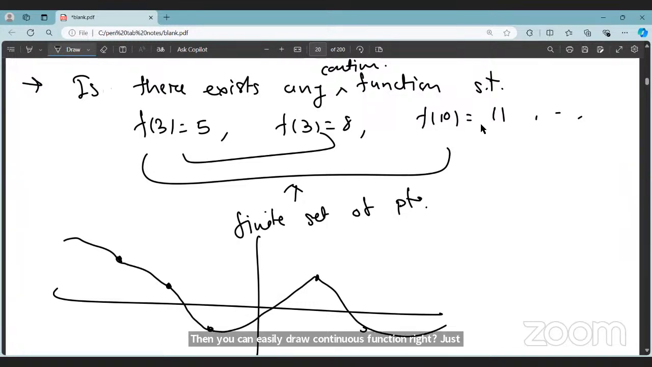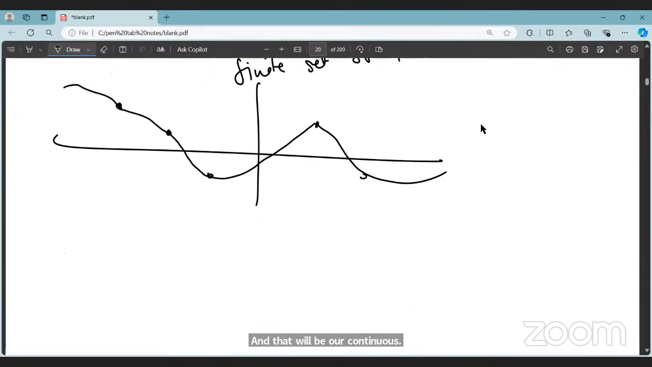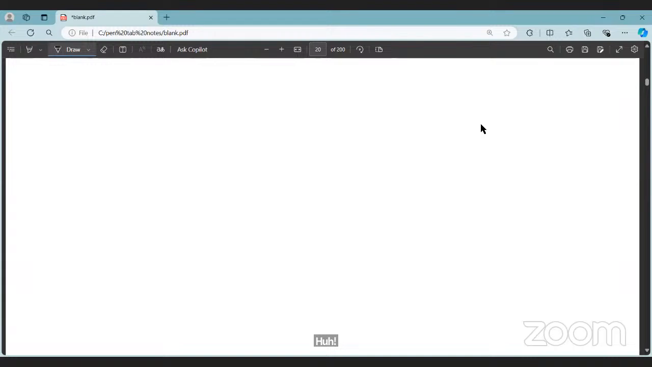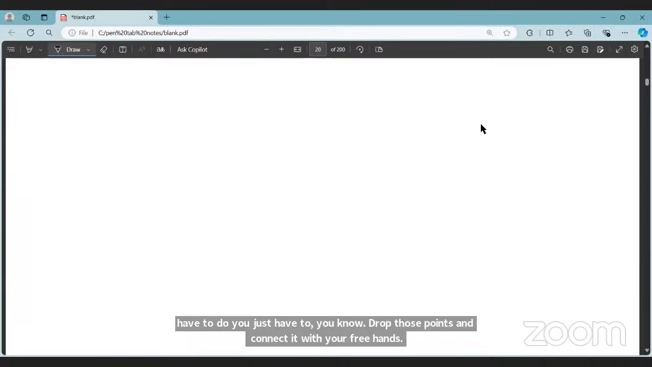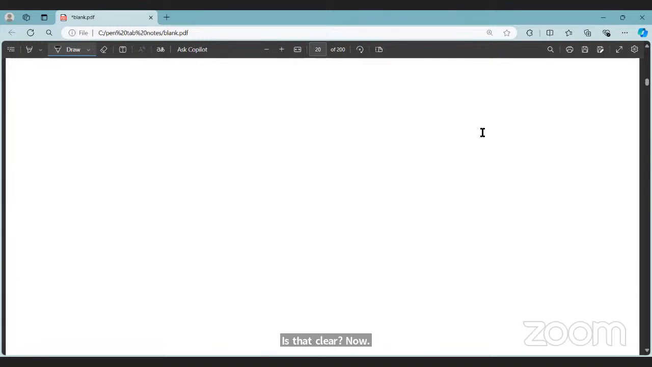But there isn't supposed to be a function there, because that's a one-many relation. One-many relations are not allowed in a function. So that's what I want to explain: if a certain finite set of points is given to you, then there always exists a continuous function. You just have to drop those points and connect them with your free hand. That will be your continuous function. Is that clear? For all such questions, the answer is yes.